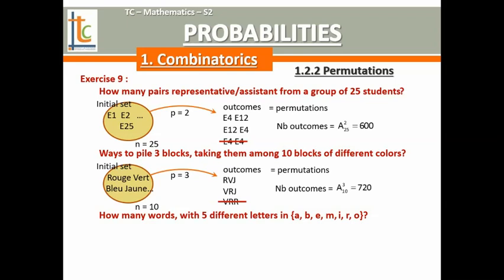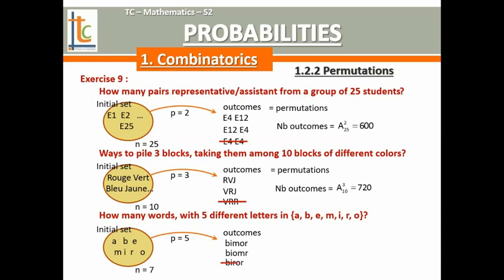Now, last question. How many words with 5 different letters in A, B, E, M, I, R, O? So your initial set is as earlier A, B, E, M, I, R, O, and you want to take 5 letters, but this time you forbid repetition. You want 5 different letters. So this word is a possibility. This word with a permutation of 2 letters is again a possibility, and it's different. But this word is forbidden. You can't take it into account.